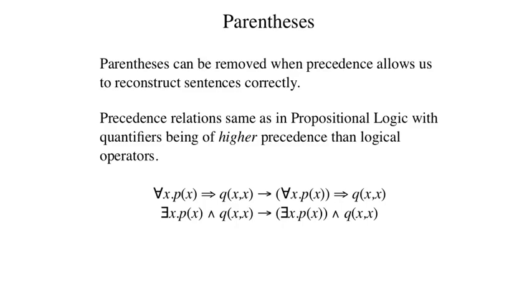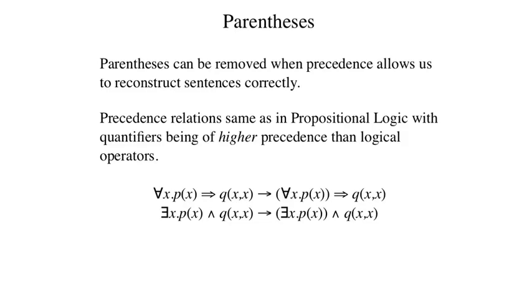As with propositional logic, we can drop unneeded parentheses in Herbrand logic, relying on precedence to disambiguate the structure of unparenthesized sentences. In Herbrand logic, the precedence relations of the logical operators are the same as in propositional logic, and quantifiers have higher precedence than logical operators. The examples here show how to parenthesize sentences with both quantifiers and logical operators.